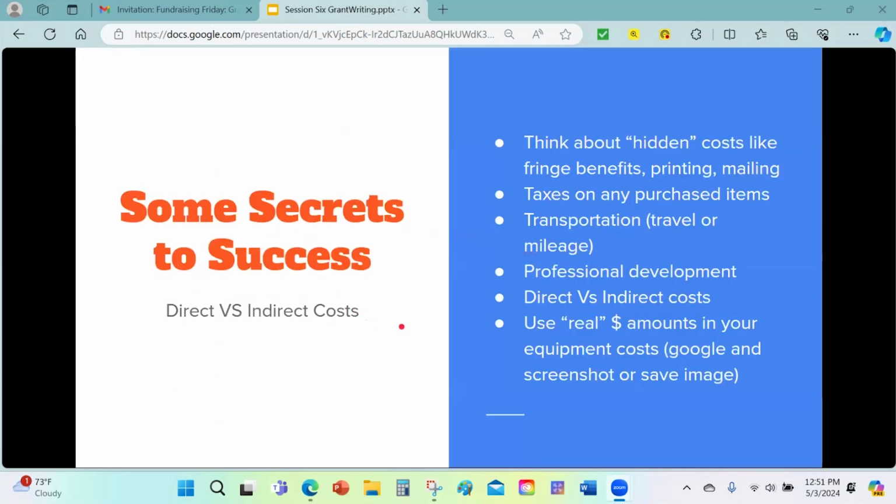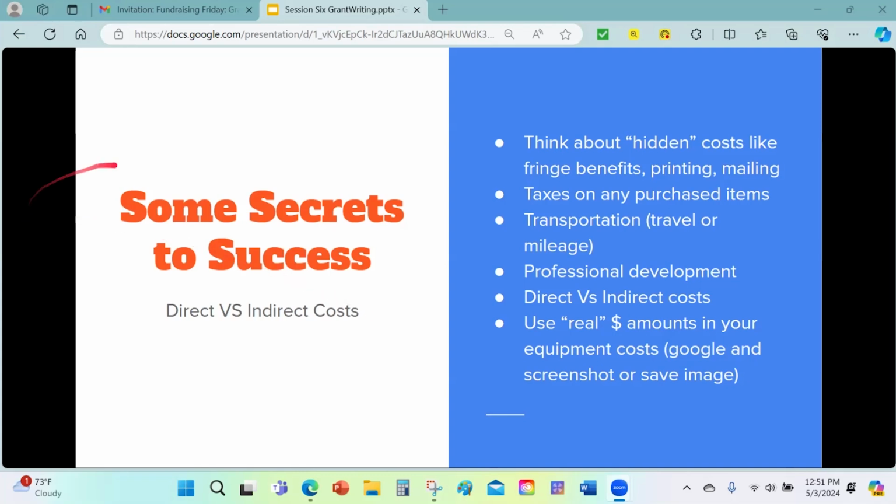Okay, some secrets to writing a really good budget. You want to always include hidden costs as well, things like fringe benefits. So if you're going to hire a new staff person with this grant, what's the cost of their insurance, their vacation time, etc., all the fringe benefits for that employee. You want to think about printing costs, mailing costs if you need to mail or ship anything.